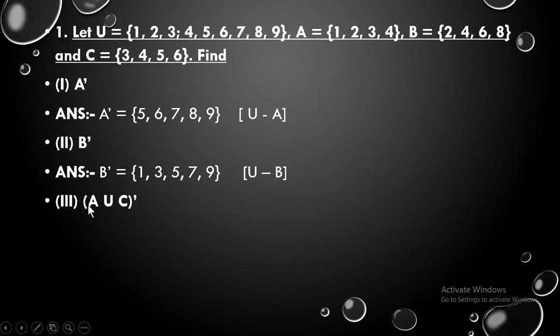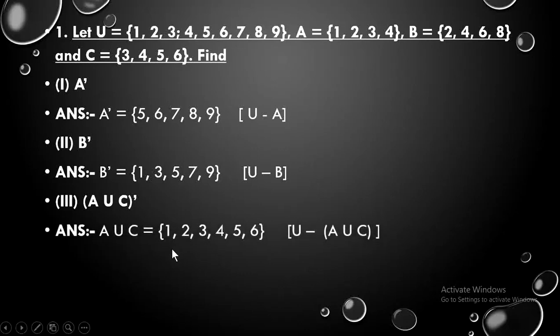Then they have asked you to do A union C complement. So first you find A union C. Now when you do A union C, your set will consist of 1, 2, 3, 4. Then 3, 4 again it is given over here, so no need to write it again. 5 and 6. So it will consist of 1, 2, 3, 4, 5 and 6 without repeating 3 and 4 a second time. So that is your A union C.